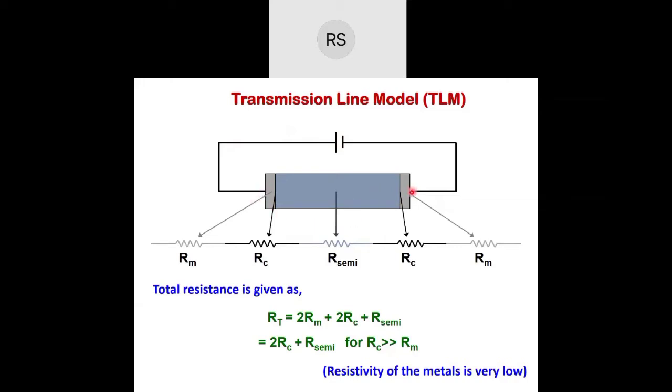This total resistance includes the resistance of the metal, which of course is very small, the resistance of this interface, and the resistance of the semiconductor. So the total resistance RT is equal to 2Rm plus 2Rc plus the semiconductor resistance. But in most cases, because the metal's carrier concentration is very high, its resistance is much smaller in comparison to Rc. So we put RT equal to 2Rc plus R semiconductor.